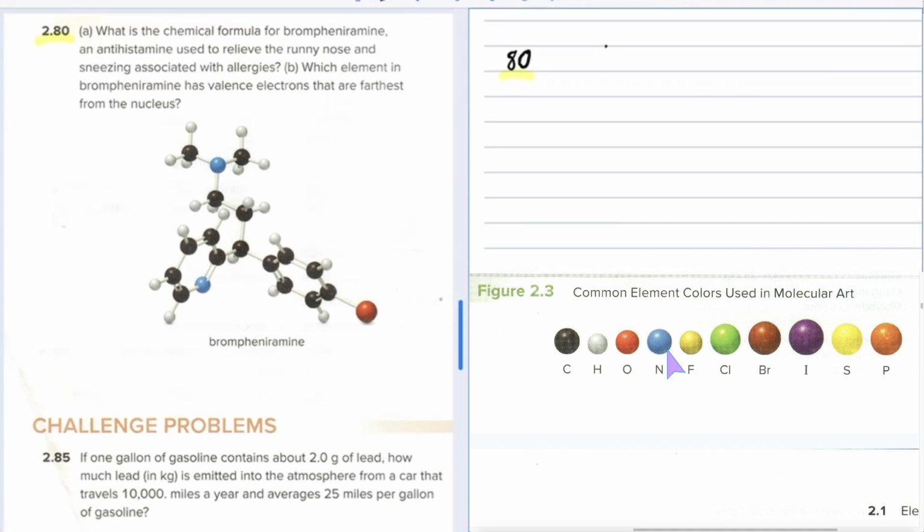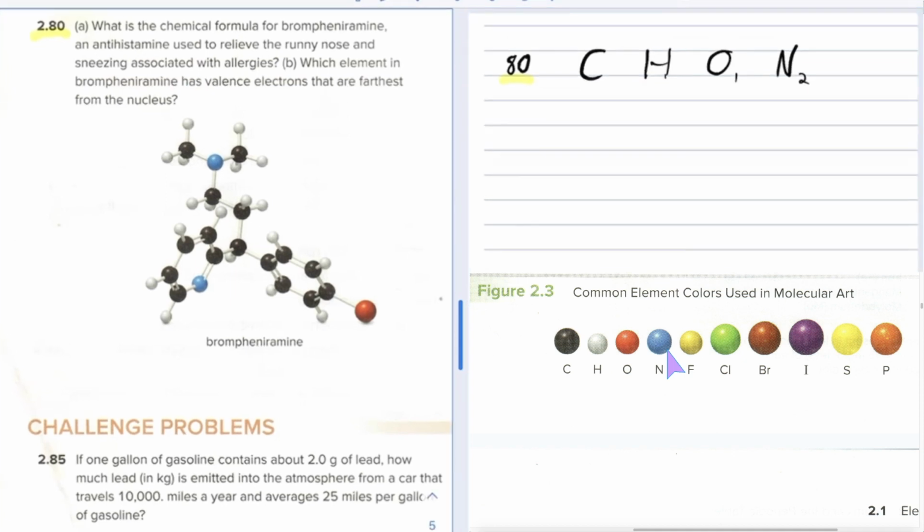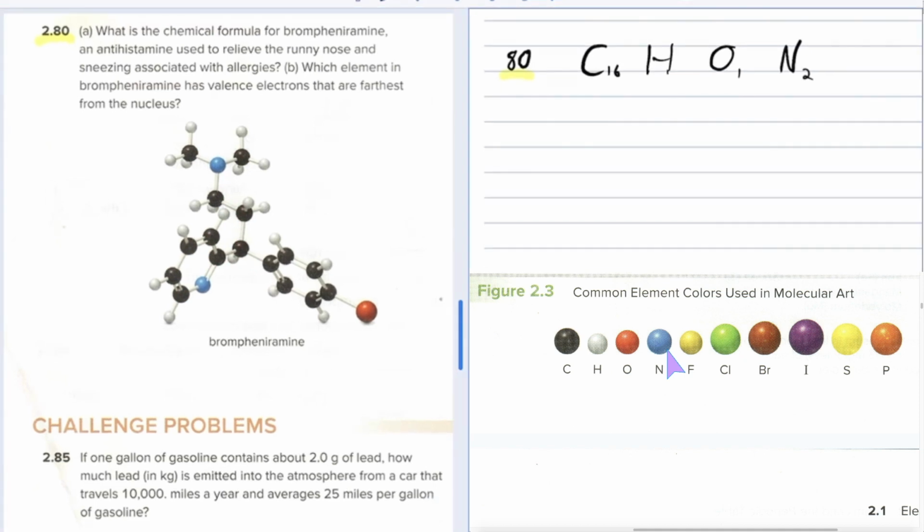It's going to be some carbons, some hydrogens, some oxygens, and some nitrogens. So what do we got? 1 oxygen, 2 nitrogens. Let's just count up the carbons and the hydrogens. So carbon over here, this is 1, 2, 3, 4, 5, 6. Looks like a benzene ring. So 1, 2, 3, 4, 5, 6. And then 7, 8, 9, 10, 11, 12, 13, 14, 15, 16. So 16 carbons. And how many hydrogens?